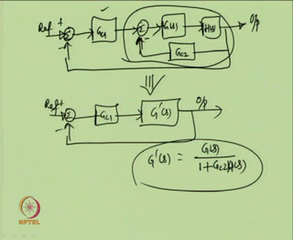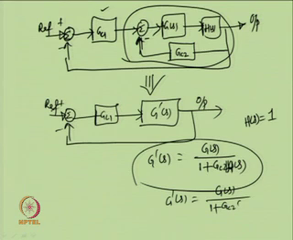What is this G dash S? G dash S is G S upon 1 plus GC2 H S. So, assuming the dynamics of the sensor H S to be 1, we get G dash S as G S upon 1 plus GC2 G S. Sorry, we should have GC2 G H S over here.